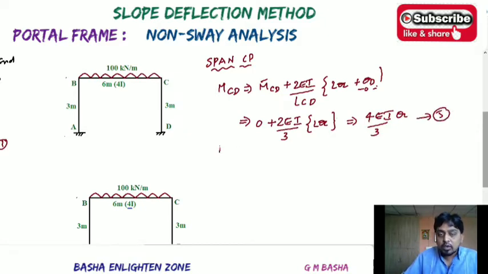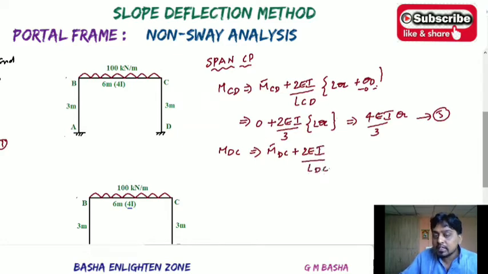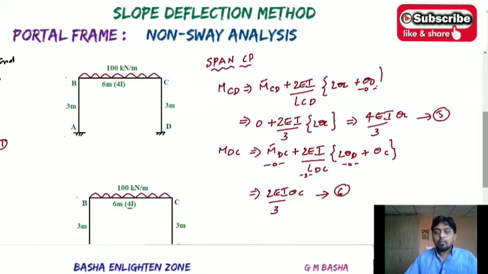In the same sense, you can calculate the value MDC. So MDC will be in the same way M bar DC plus 2EI by LDC into 2 theta D plus theta C. Again this remains 0, and again this one will be 0 because of the fixed moment. Simplify this one, the length of the span will be 3 meters. Overall you will get 2EI theta C by 3, means this is equation number 6. So there will be total 6 equations.